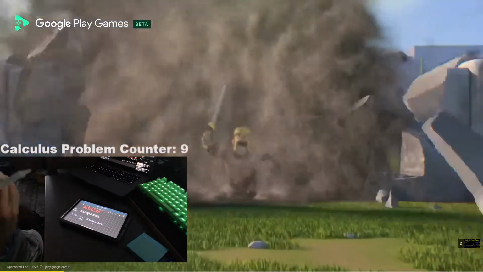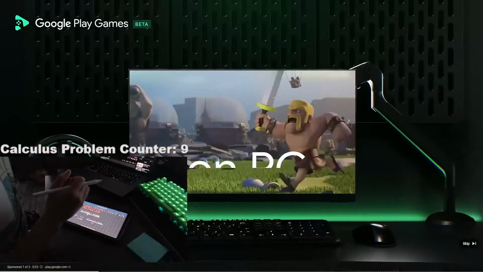Mobile games are going big. Clash of Clans is now available on PC with Google Play Games. Clash of Clans available on PC.